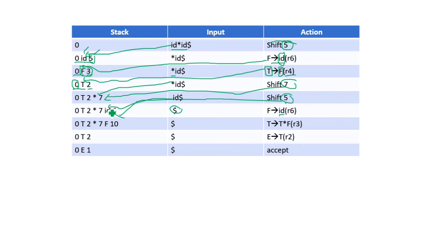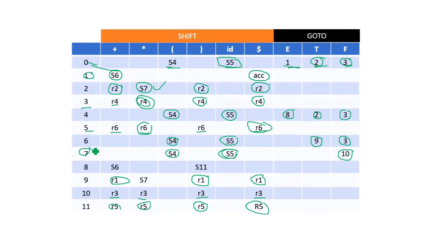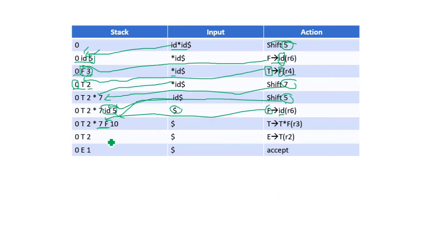So what will go off? ID and F go off. These two elements go off, and up to 7 it remains. Now what you have to do? Push the leftmost non-terminal inside the stack. So F is pushed inside the stack. Then you see 7 comma F in the table. 7 comma F is actually 10. So 10 should be pushed inside the stack. So now 10 is pushed inside the stack.